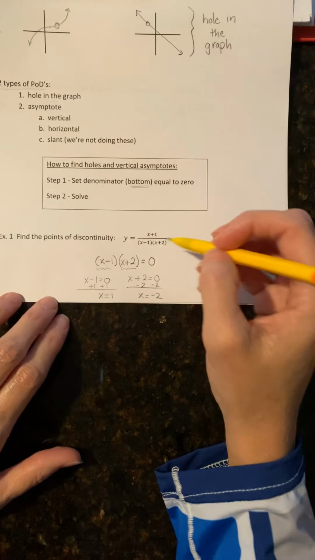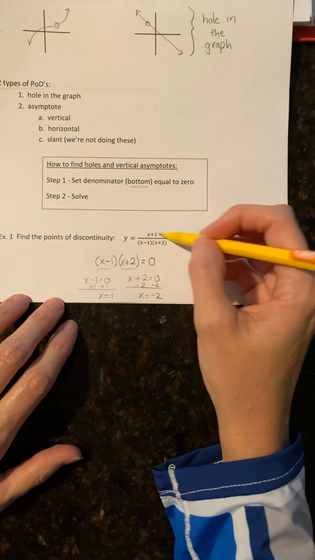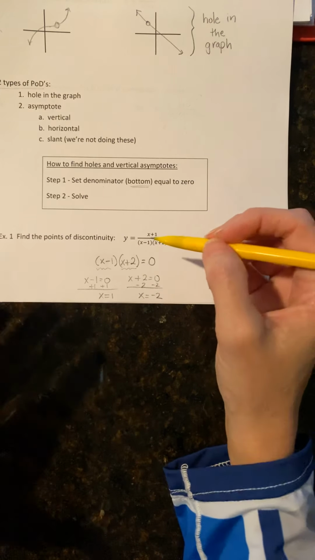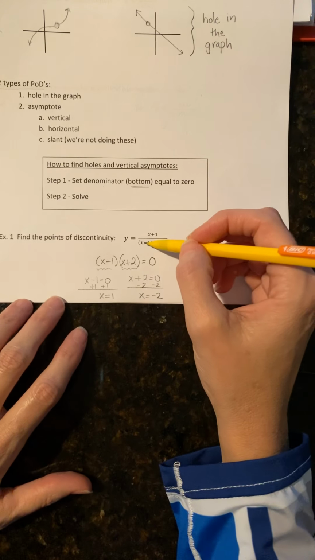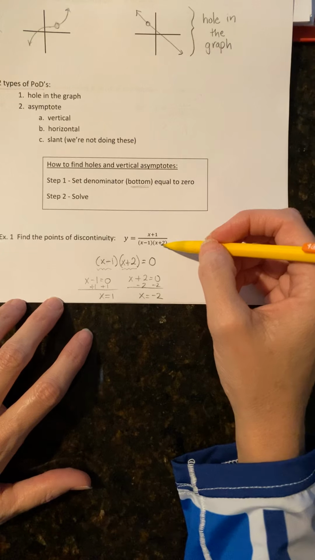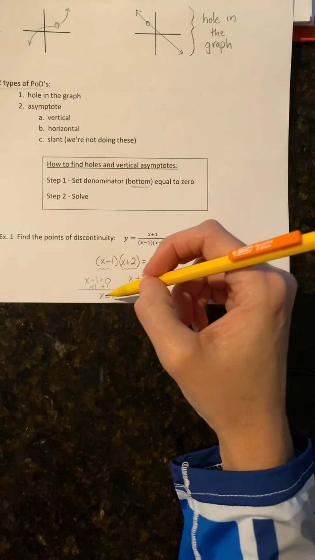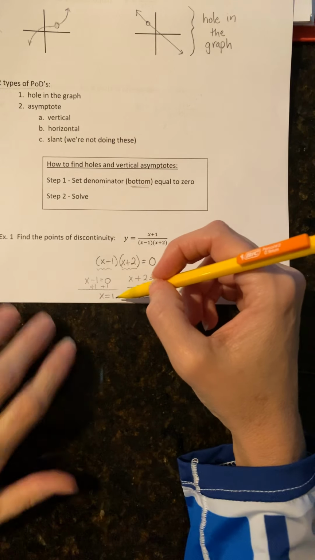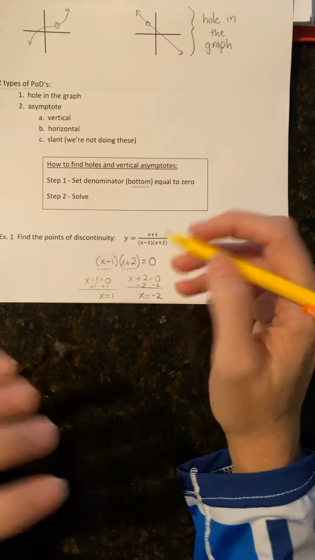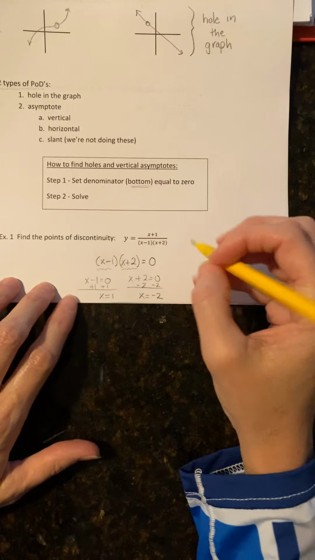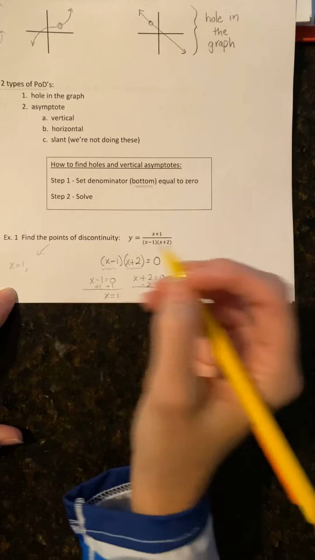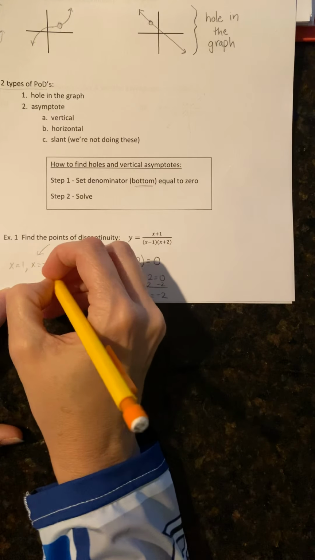All right, so here's what we're saying. If we graph this thing, there's an undefined y value at x equals 1, and there's an undefined y value at x equals negative 2. So either there's a hole in the graph happening there, or there is a vertical asymptote. And we'll talk in a minute about how we tell which one it is. Okay, so the points of discontinuity are x equals 1 and x equals negative 2.